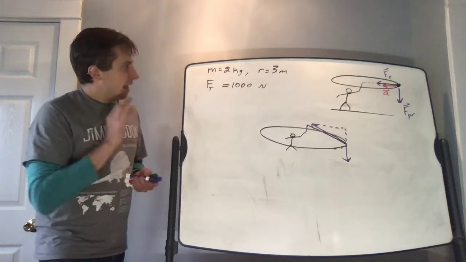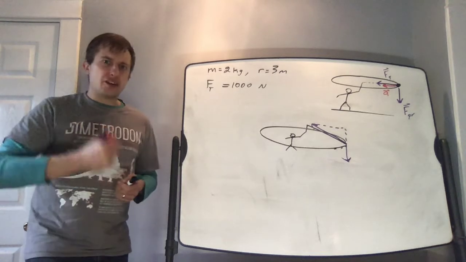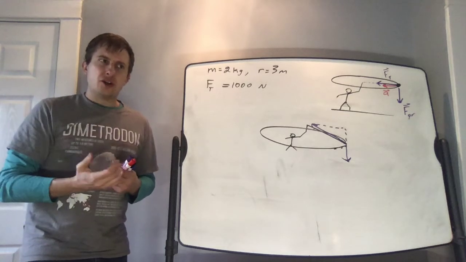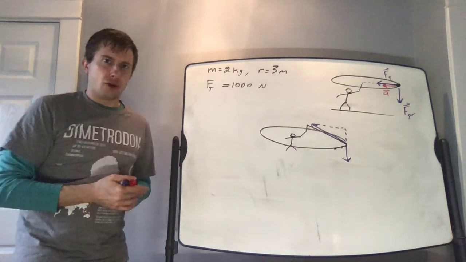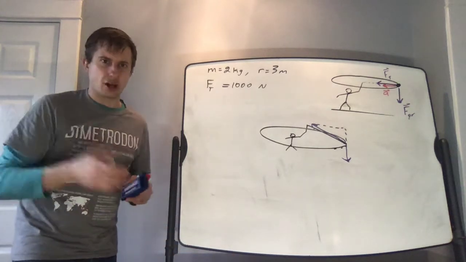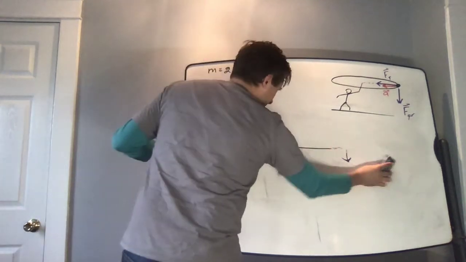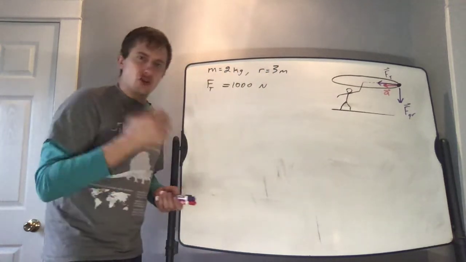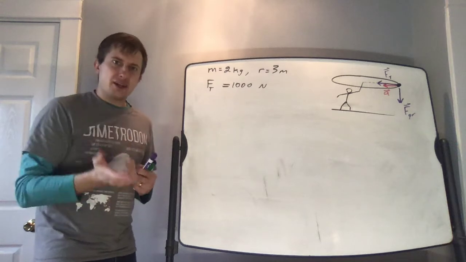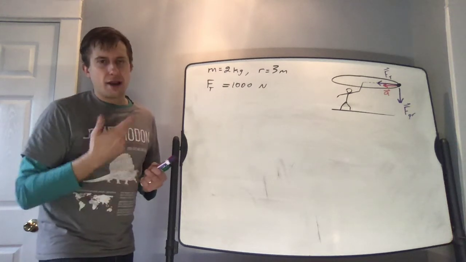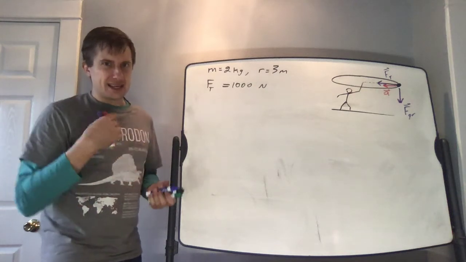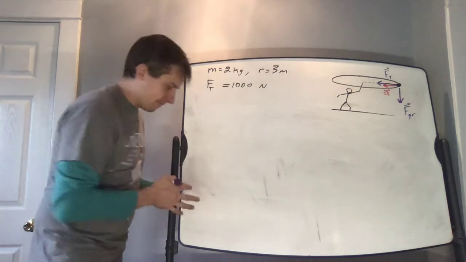A second and final thing I want to mention about this problem. You will see the idea of centripetal acceleration, and you will see the idea of centripetal force in this course a couple times. And I want to say that, in a way, centripetal force is not actually a thing. Tension is an example of a force. Gravity is an example of a force. There's no such thing as a centripetal force per se.